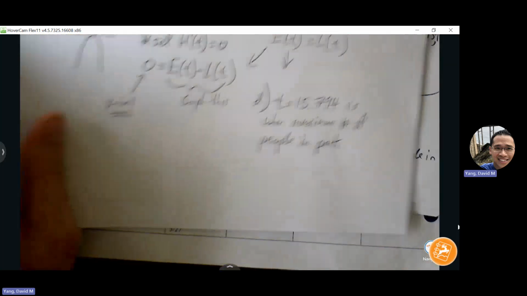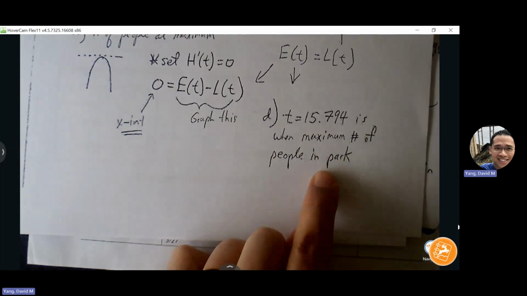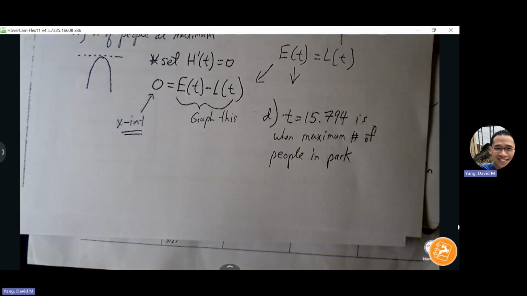So we can say that t equals 15.794 is when the maximum number of people is in the park. And that's going to be around 3 p.m.-ish, right? So that makes sense, right? Early to mid-afternoon is when we would expect the park to be at its maximum population on a normal day.